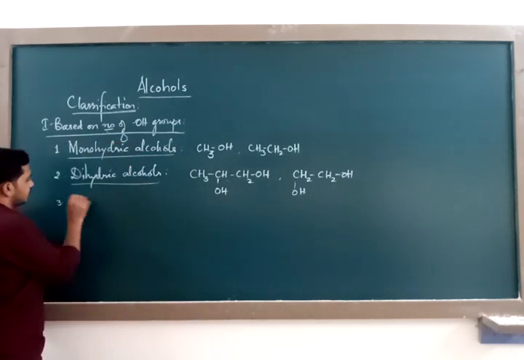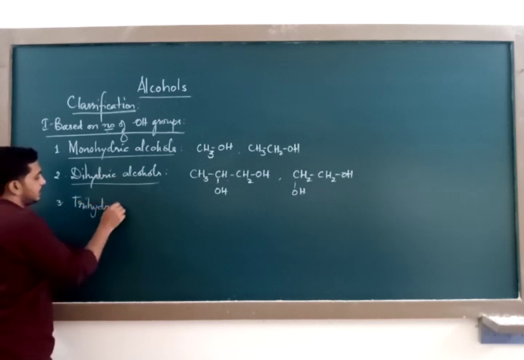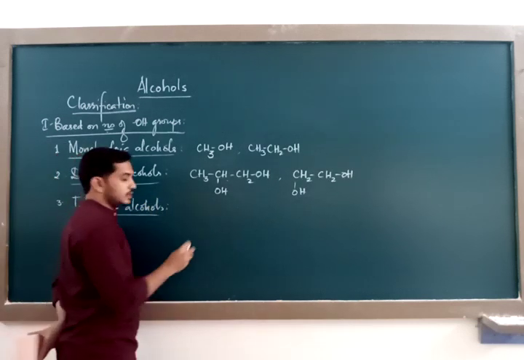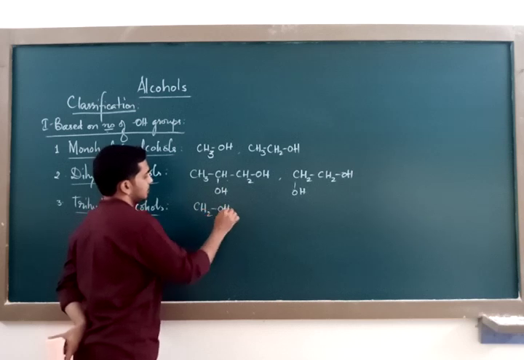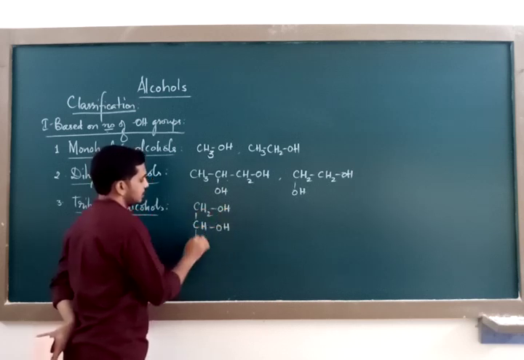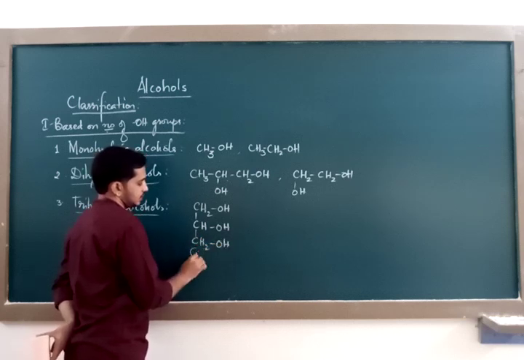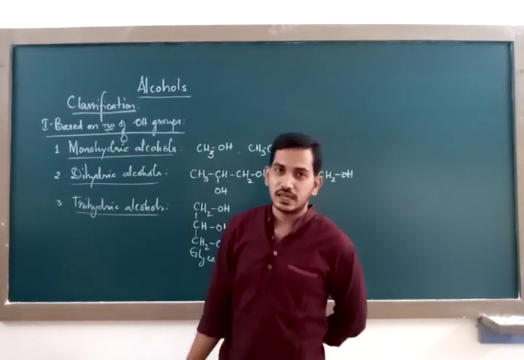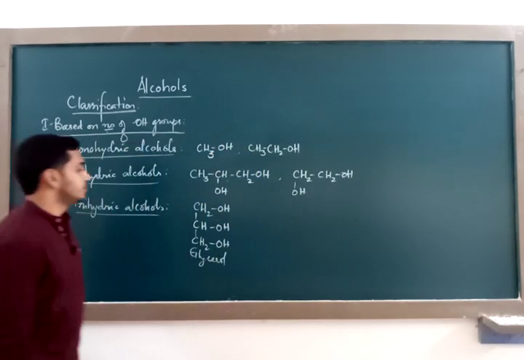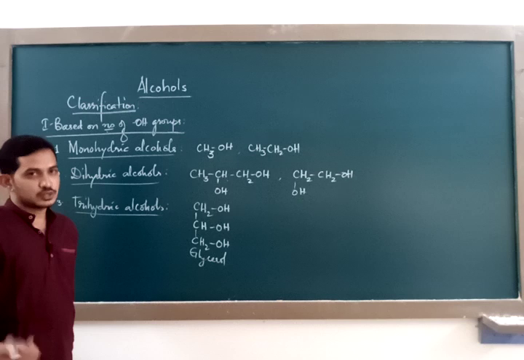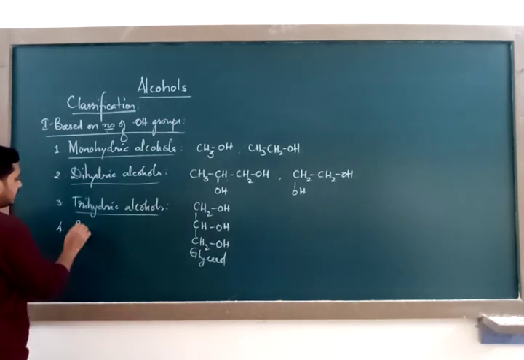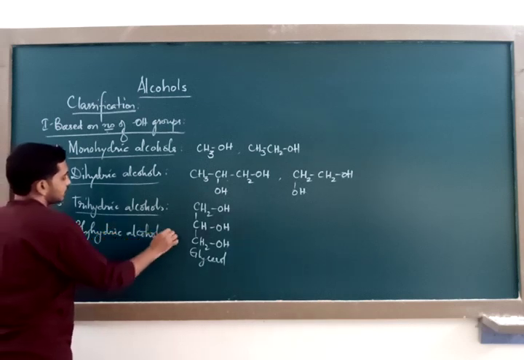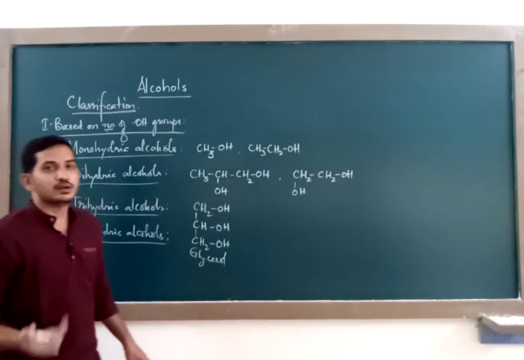Third, trihydric alcohols. Trihydric alcohols are those in which three hydroxyl groups are present. Example, this compound, a very popular compound whose name is glycerol. We also know this compound by the name glycerine, a commonly used ingredient in soaps, which gives you softness. Then fourth is polyhydric alcohols. Now what could be polyhydric alcohols? Polyhydric alcohols are those which contain more than 3 hydroxyl groups.